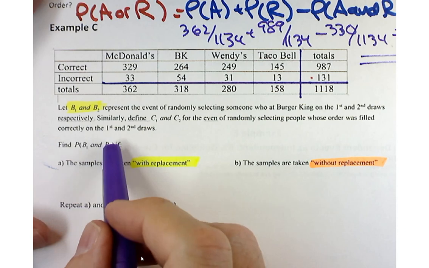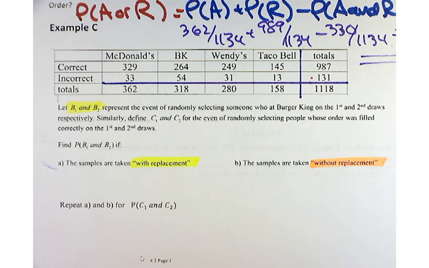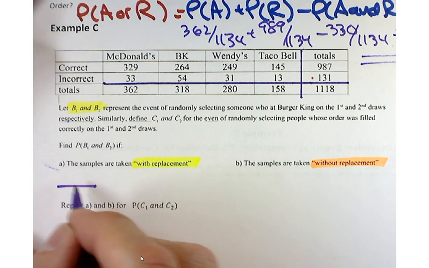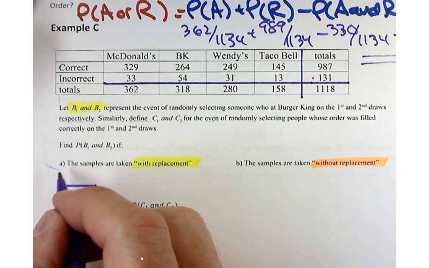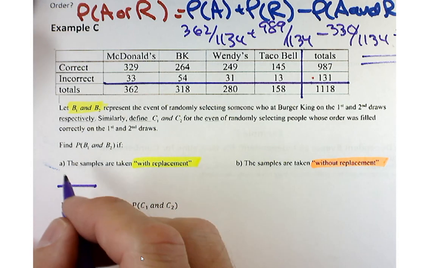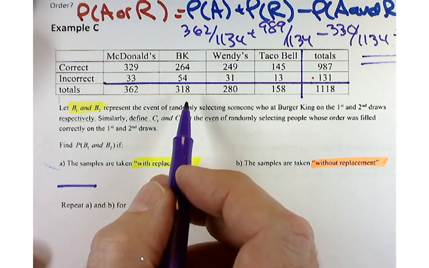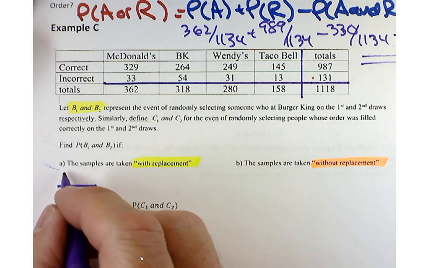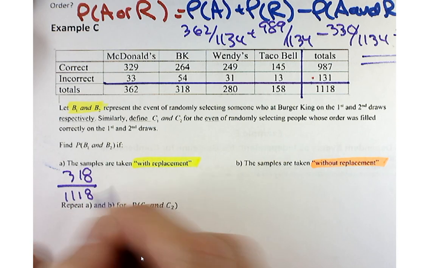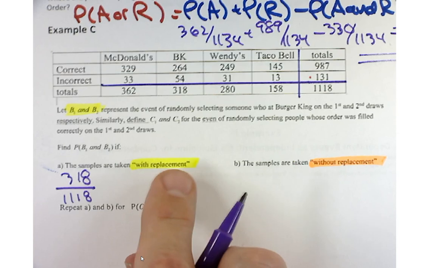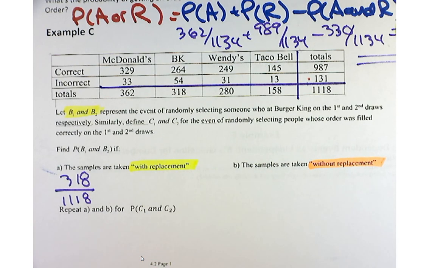If you're looking at the probability of B1 and B2, well, for both of these things to happen, the first one's going to happen. What's the probability that the first one happens? What's the probability that you randomly select somebody that ate at Burger King here? 362 out of 1,118. Oh, right, 318. There you go. Thanks, Omar. 318 over 1,118.